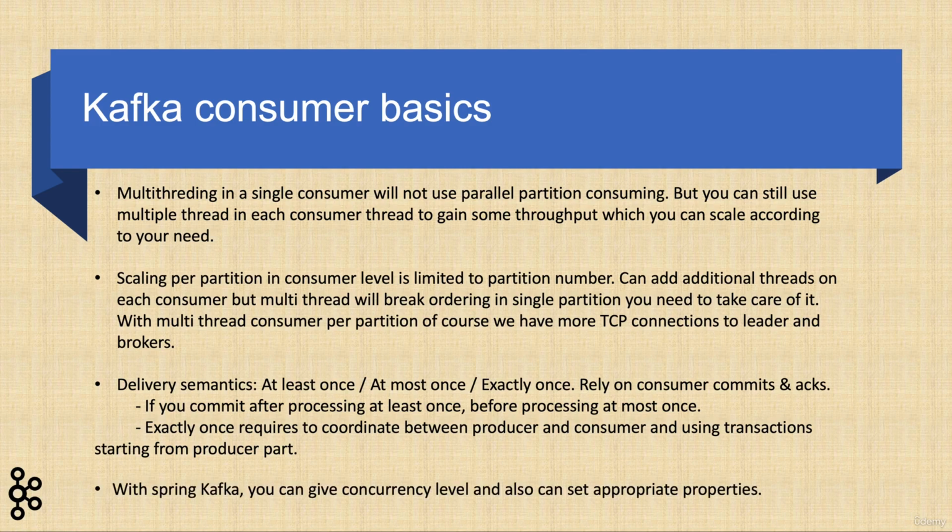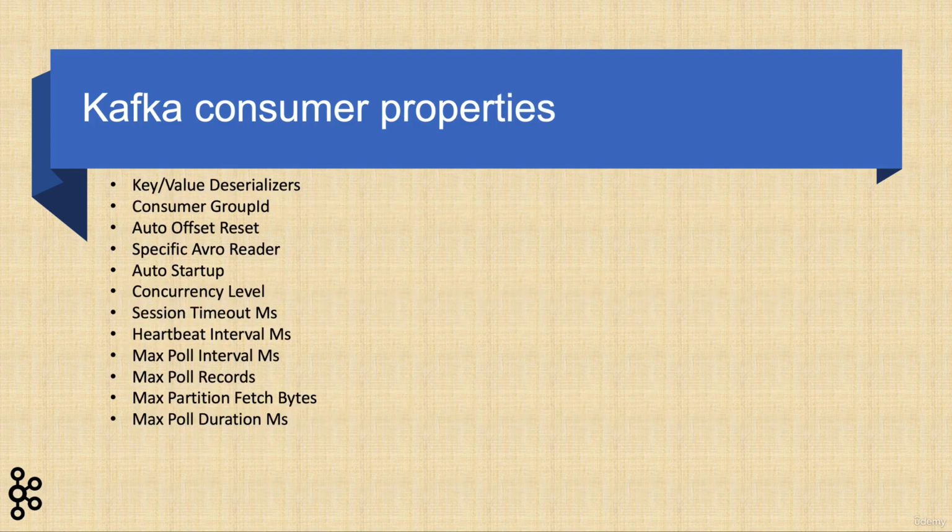We will use Spring Kafka to ease the development on the consumer part, as we did in the producer part. And we can still set the consumer concurrency level and set the consumer properties, as we will see in the coding section. And here are the consumer properties that we will be focusing on, which I will explain again in the coding section, although you might guess some of their meaning from the name.